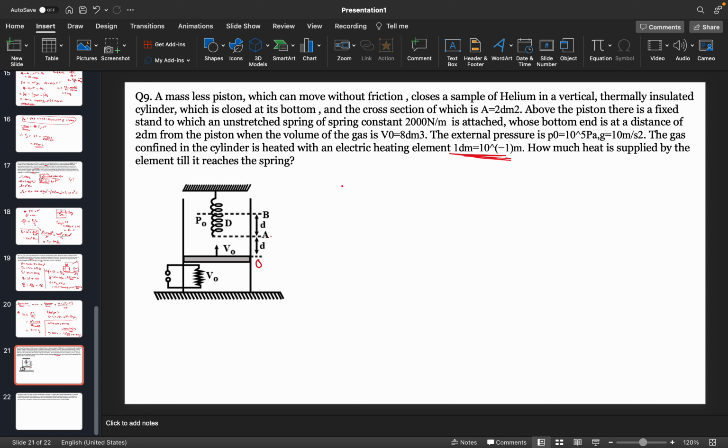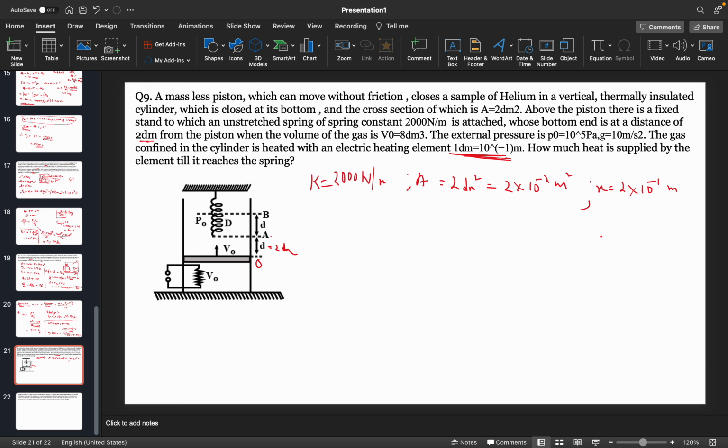Okay, so what are the things that are given to us? K is given to us as 2000 Newton per meter, and area is given to us 2 decimeter square, that is equals to 2 into 10 to the power minus 2 meter square, and how much we will have to displace? We will have to displace by a distance of 2 decimeter, because this distance is equals to 2 decimeter. Okay, so we have to displace x is equals to 2 into 10 to the power minus 1 meter. I am directly converting it.